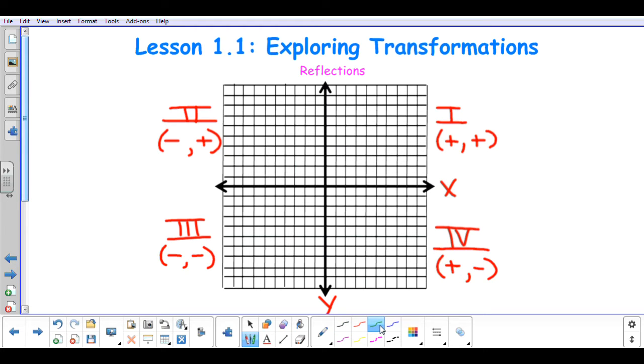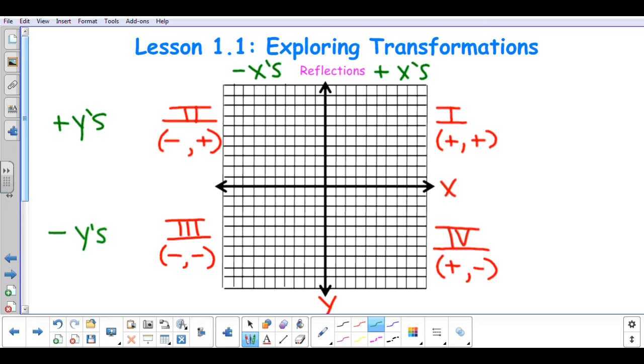So everything on the top half of our graph will give us positive y's. Everything on the bottom half will give us negative y's. Everything up and down on the left side will give us negative x's. Everything up and down on the right side will give us positive x's. So that's important to know when we are reflecting over either the x-axis or the y-axis.